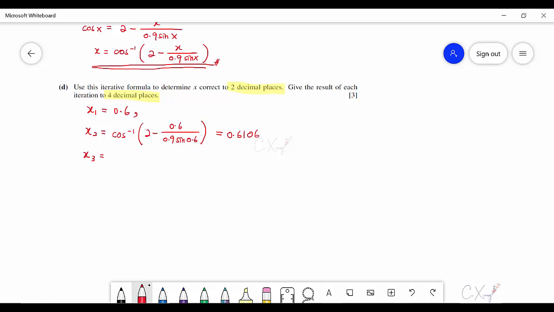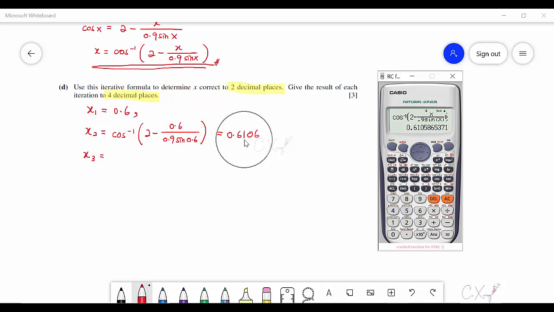Now I want to get my next iteration. For the next iteration, you need to key in 0.6106 into your calculator. Don't do anything else, just press the calculate icon on your calculator. Again, it will ask you what is the value of x that you want to input. So I want to input my x2 now. My x2 now is 0.6106, so I'll input 0.6106.